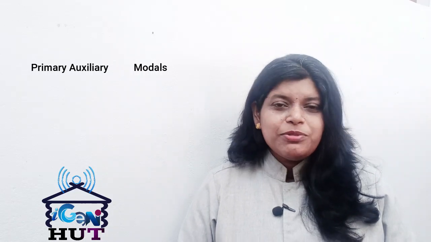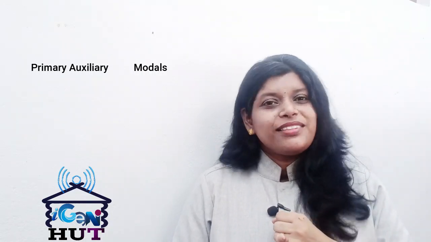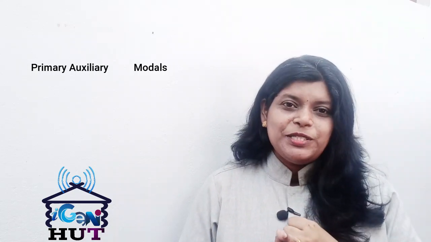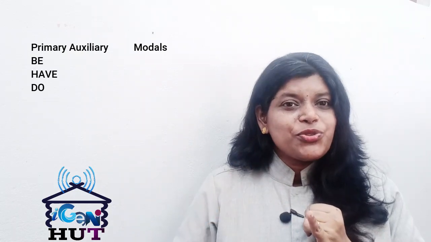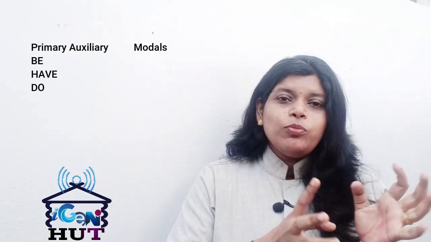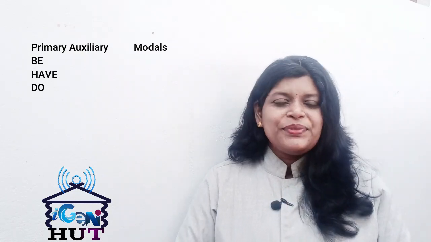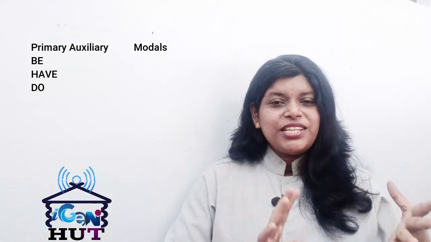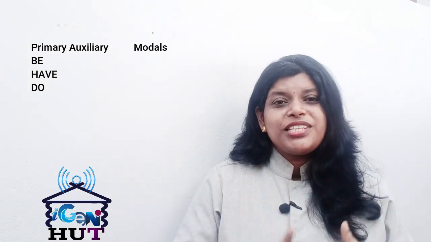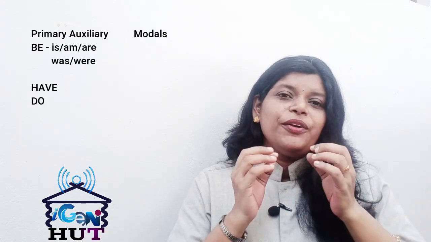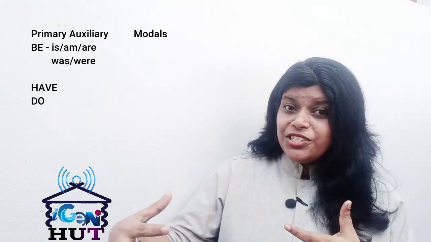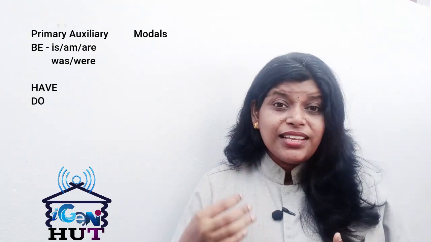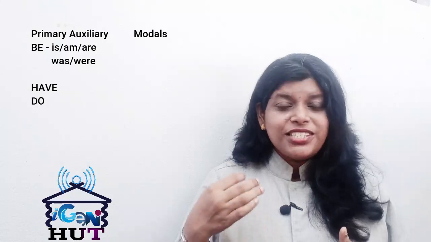There are 2 types of auxiliary verbs or helping verbs. The first one is primary auxiliary verbs and the second one is modal auxiliary verbs. The primary auxiliary verbs are again divided into 3: be forms, do forms and have forms. They are used according to the rules of the tenses to make the correct structure of a sentence. Be forms are is, am and are, and they are used in sentences of continuous tense. For example, he is running. That's a present continuous tense.